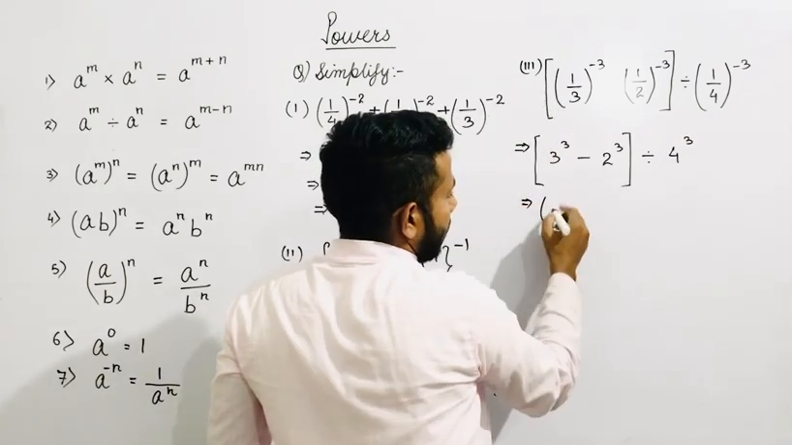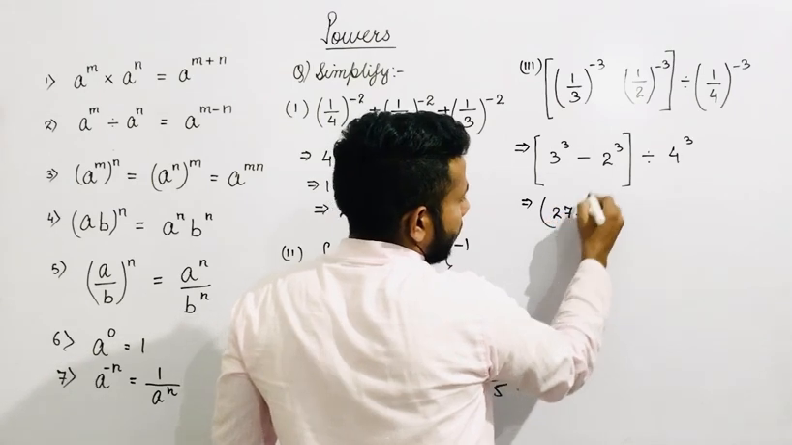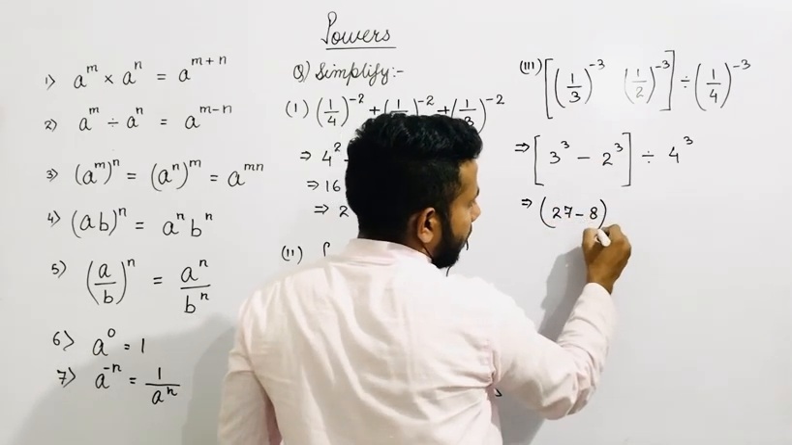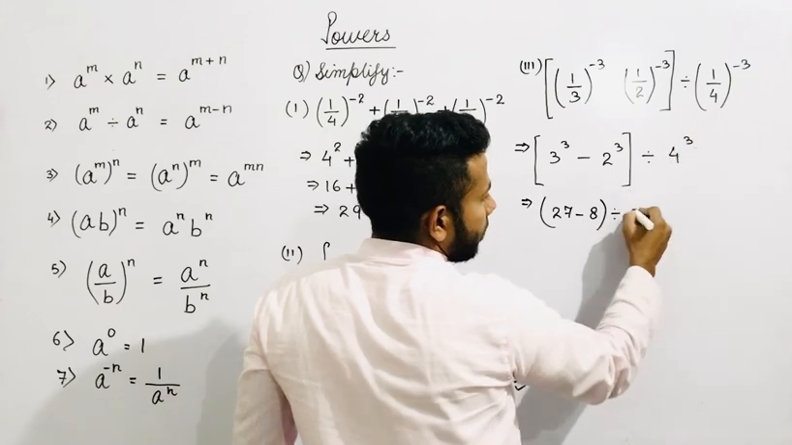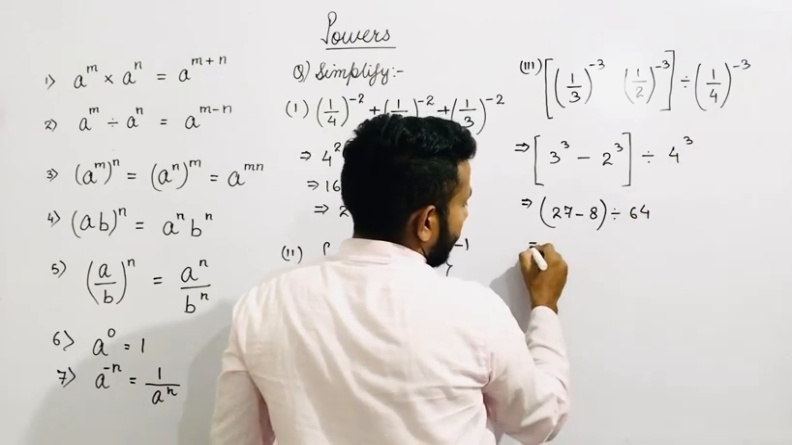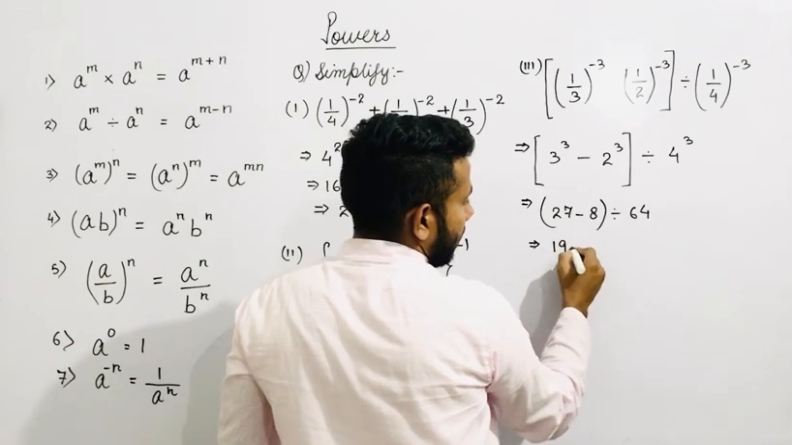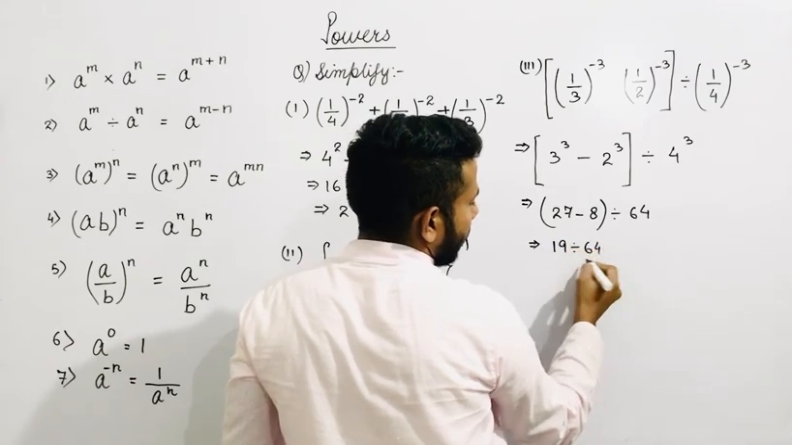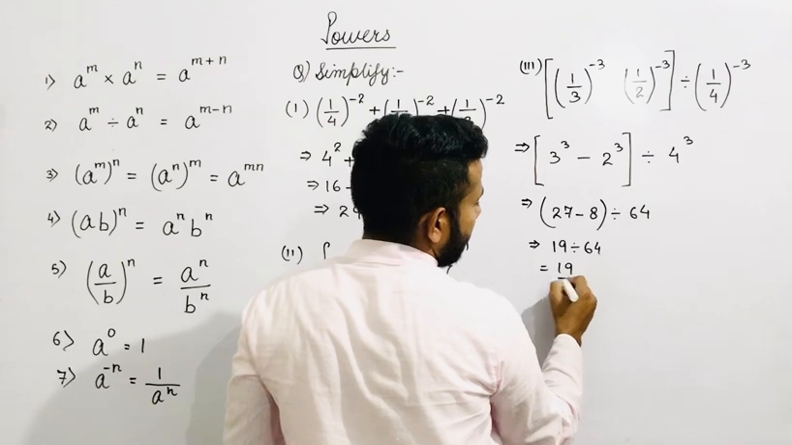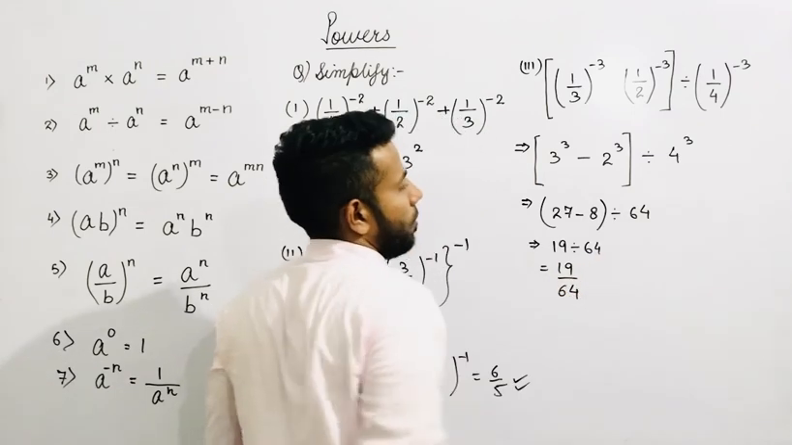3 to the power 3 is 27. 2 to the power 3 is 8. Divided by 4 to the power 3, which is 64. 27 minus 8 is 19, divided by 64. You can directly say the answer is 19 by 64.